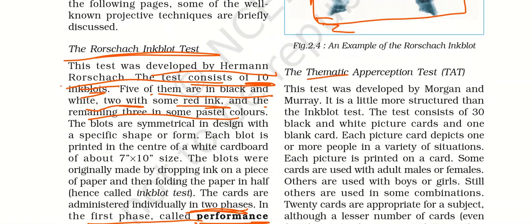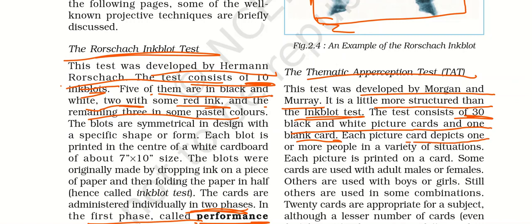Then we have TAT, which is the Thematic Apperception Test. This was developed by Morgan and Murray. It is a little more structured than the inkblot test. The test consists of 30 black and white pictures, plus a blank card.